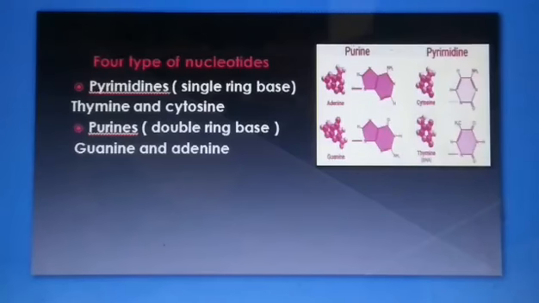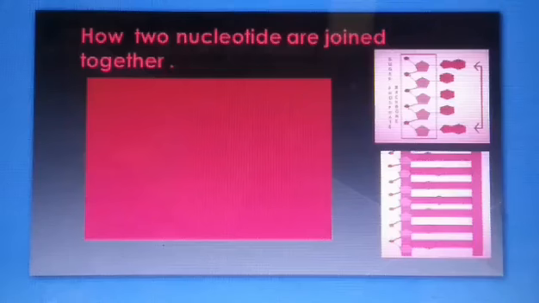These 4 types of nucleotides are joined together in a very complex way to form the double helix structure of DNA. So now, to understand the structure in more detail, you have to understand how 2 nucleotides are joined together.